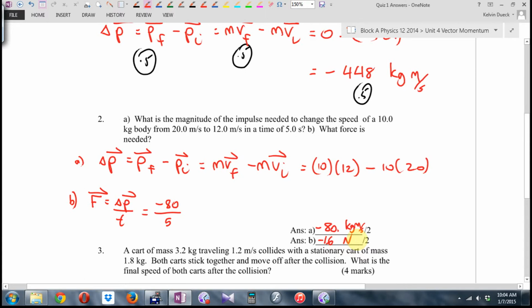I won't be fussy on the negative because for part A I said magnitude. What the negative here is giving me is a directional component. It's saying, look, whatever direction this object is traveling, if you want to slow it down, the force better be in the opposite direction. Okay? 2 for each of those. Rachel seems pretty thrilled.